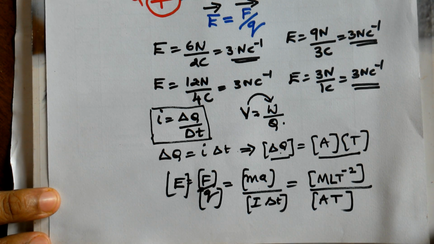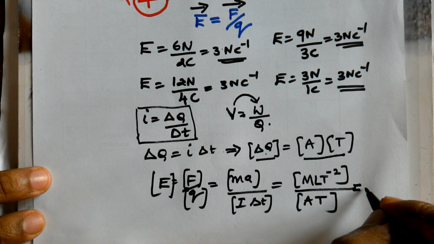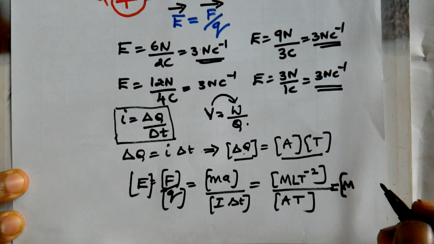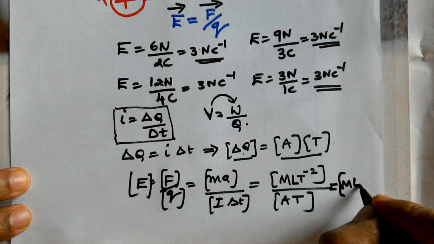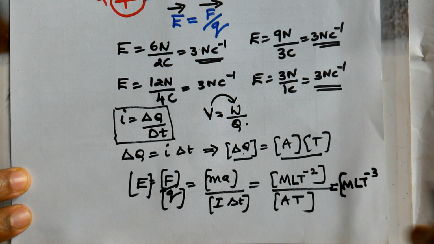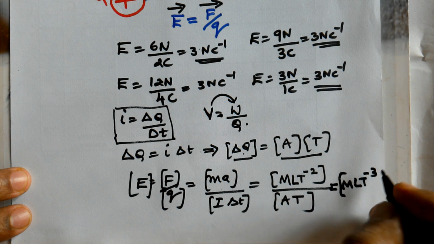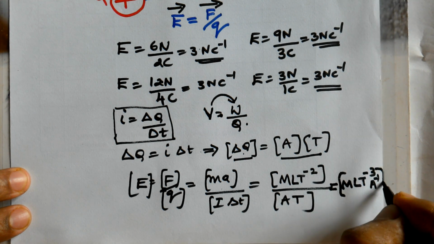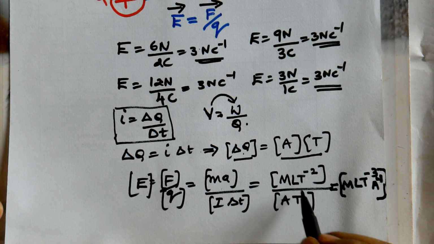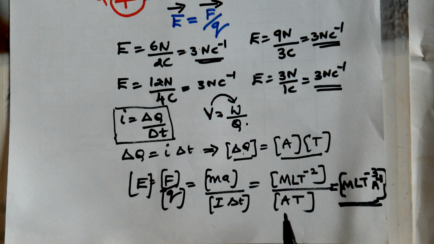Okay, you can rearrange it. After rearranging, what will you get? That is equal to M, I put the square bracket because dimensions have to be written in square brackets, M and L, then T to the power minus 3. Here you have a T; when it comes to the numerator, it is minus 1, so total minus 3. Ampere to the power minus 1. So the dimension is M L T to the power minus 3 A to the power minus 1. So that's about electric field.